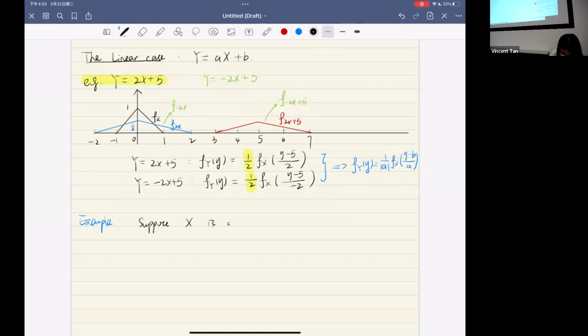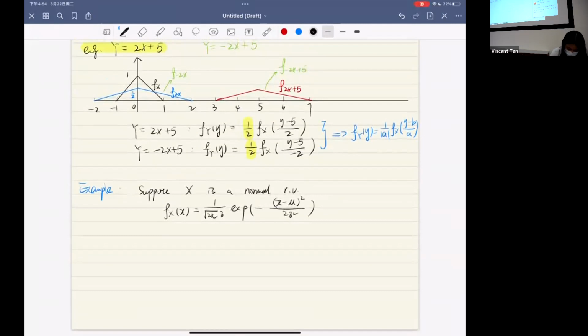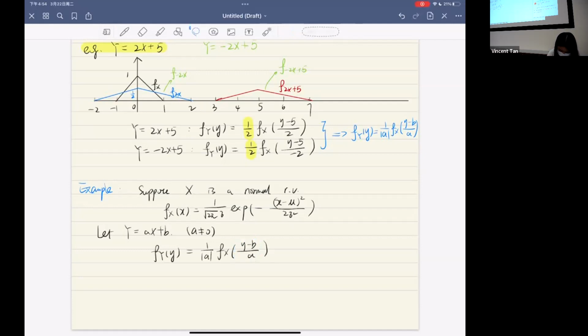Let X be a normal random variable with this PDF, where mu is the mean of X and sigma squared is the variance of X. And when y is equal to ax plus b, and a is not equal to 0, we can use this formula here. So we just plug in this term into here.